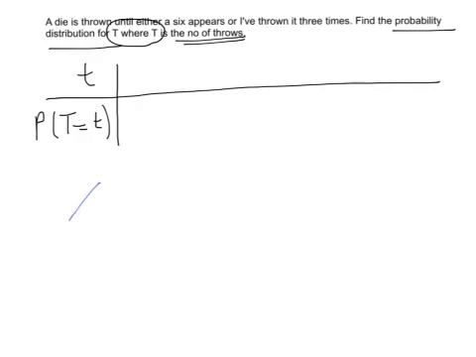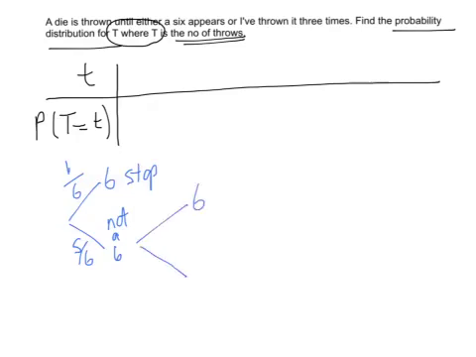So I'm going to throw the dice. I'm either going to get a 6 or I'm not going to get a 6. And the probability is 1/6 or 5/6. And if I get a 6, I stop. All right, so I've stopped here. This one here I didn't get a 6, so I throw again. I either get a 6 or not a 6, and that's 1/6, and that's 5/6. And if I get a 6, I stop.